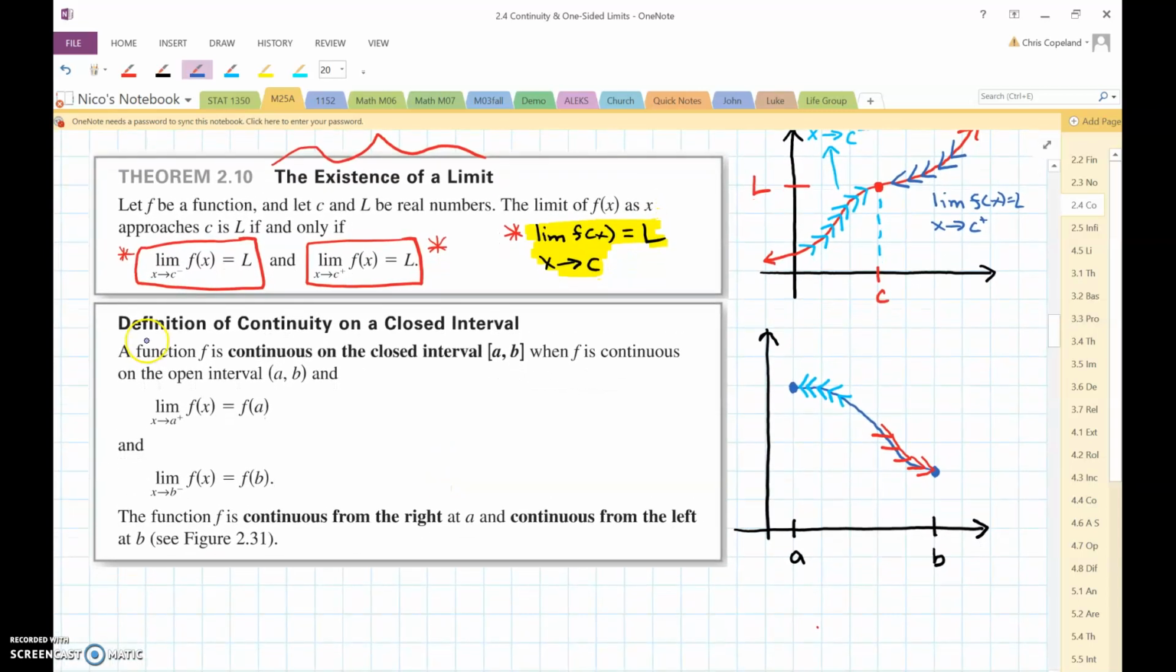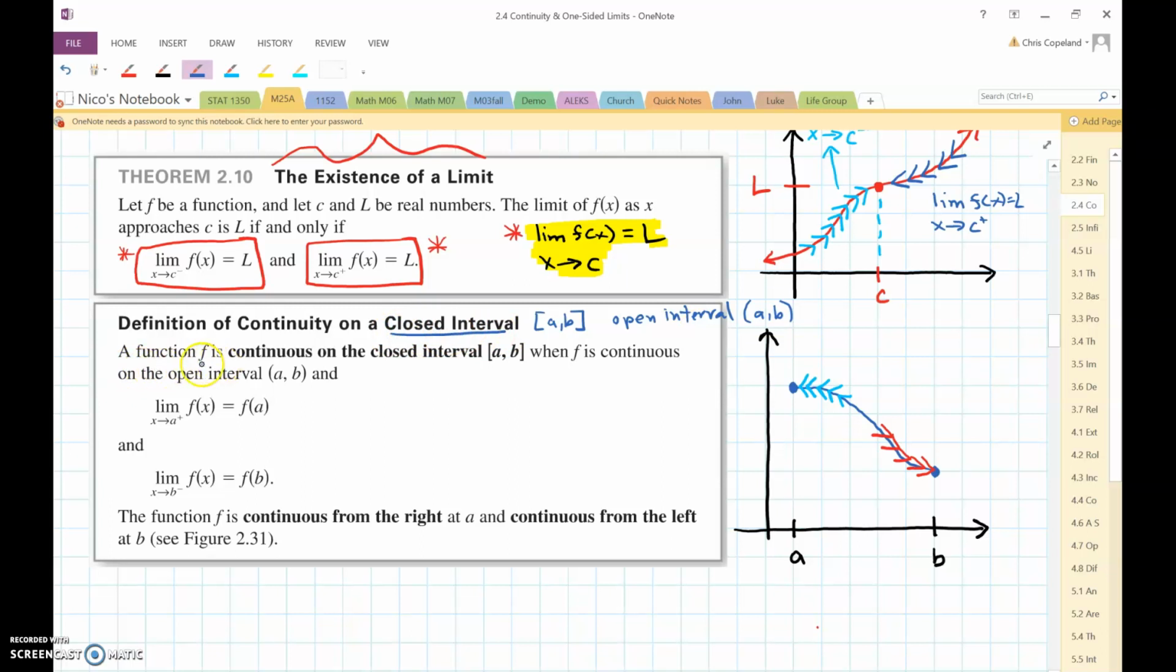This other thing, this definition of continuity on a closed interval, we haven't talked about a whole lot. So hopefully you know the difference between a closed interval, which would be like from a to b, and an open interval, which would be from a to b like this. So that's the difference between closed and open.